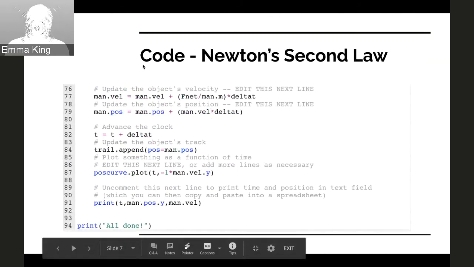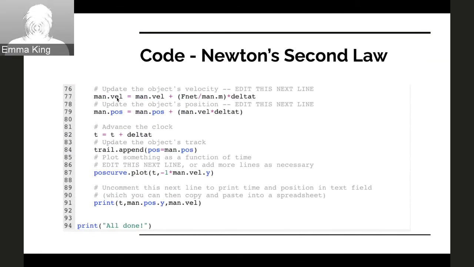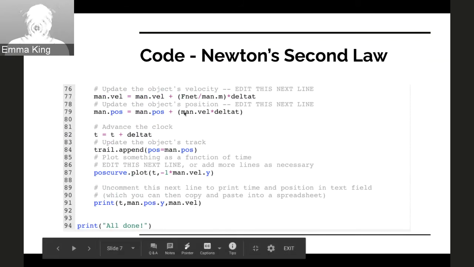And then I put in Newton's second law, which we've done in every lab. So we have his velocity equals his initial velocity plus F net over m times dt, and then final position equals initial position plus his velocity times dt. And then I just updated position and everything.